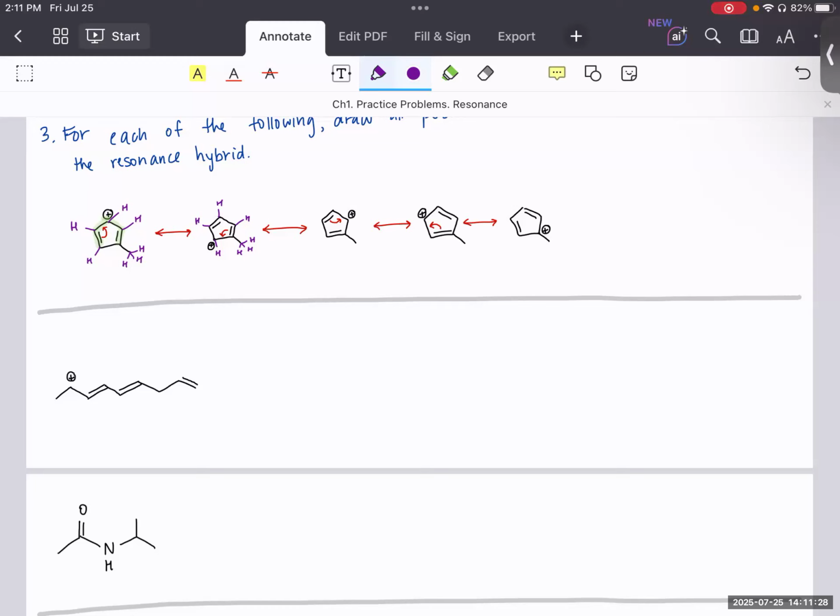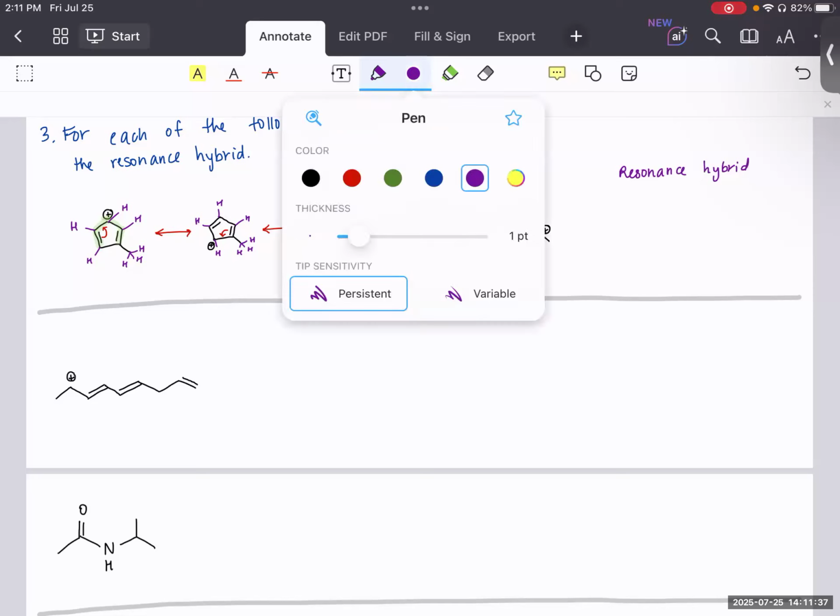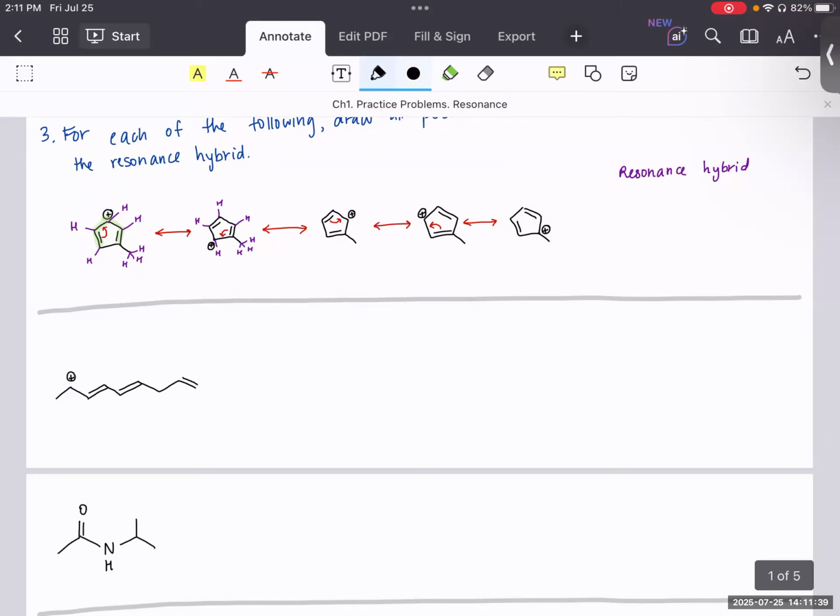All right, and so to draw out the resonance hybrid, we want to take the base structure of all the sigma bonds, which is just going to be that ring and that methyl group. And then what we want to do is show dotted lines across the entire system where those double bonds can participate. And so we're using those dotted lines all throughout the center of that entire ring.